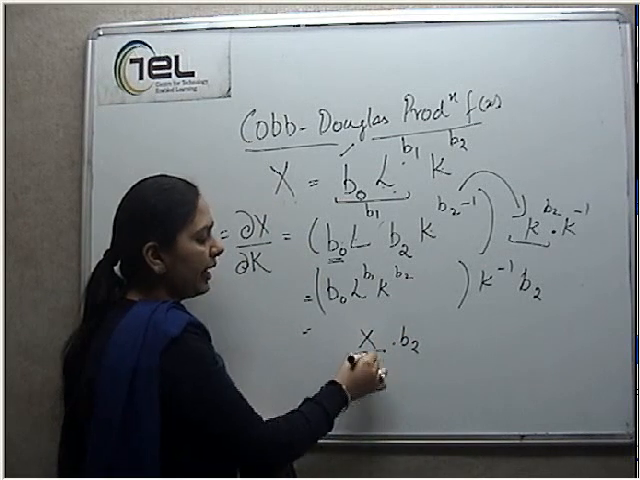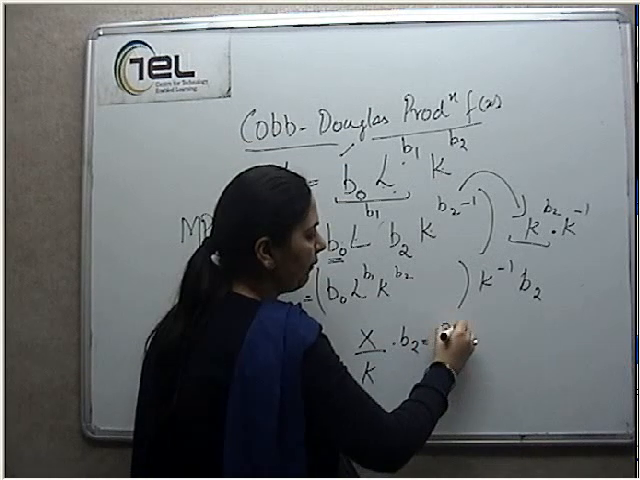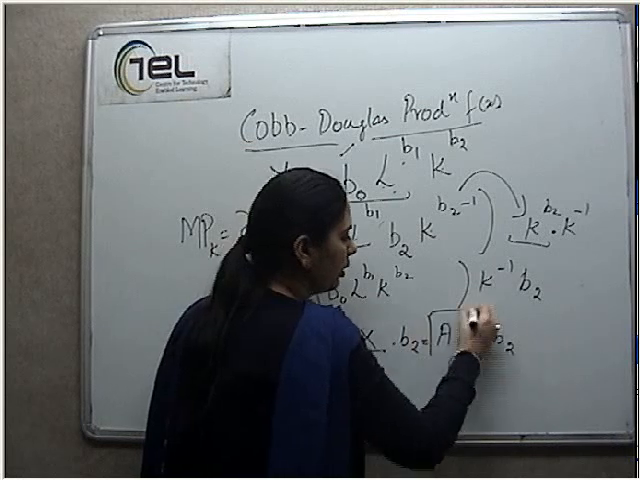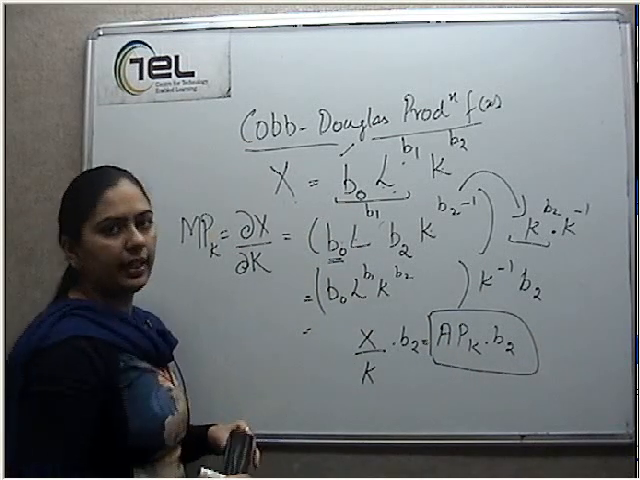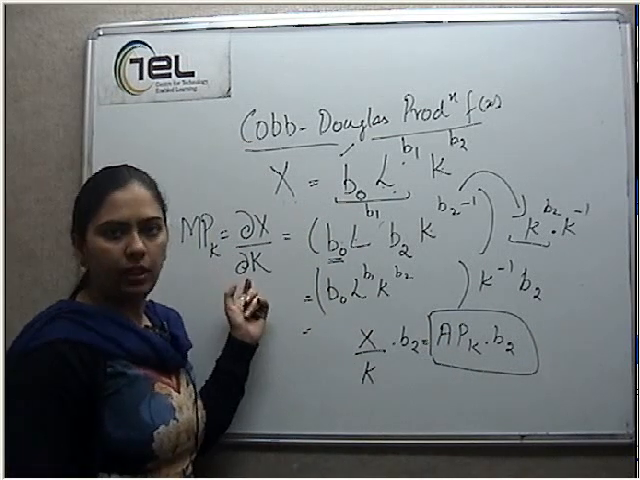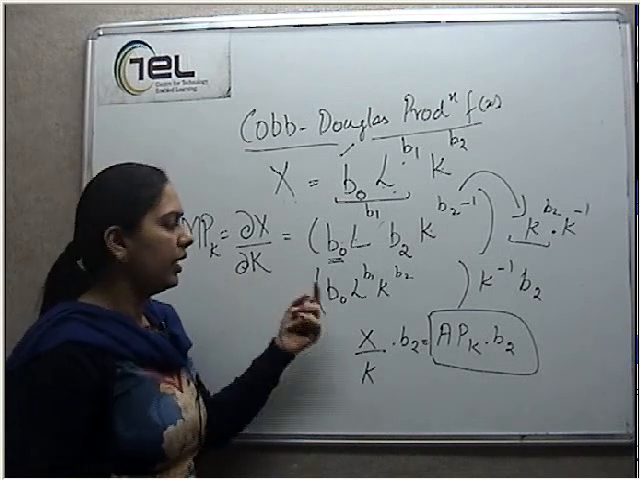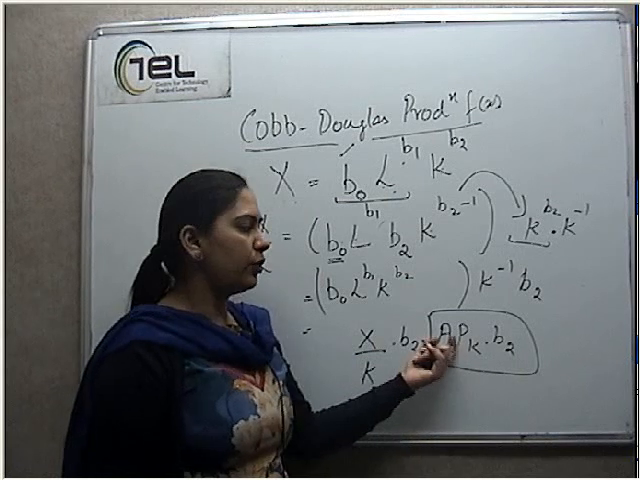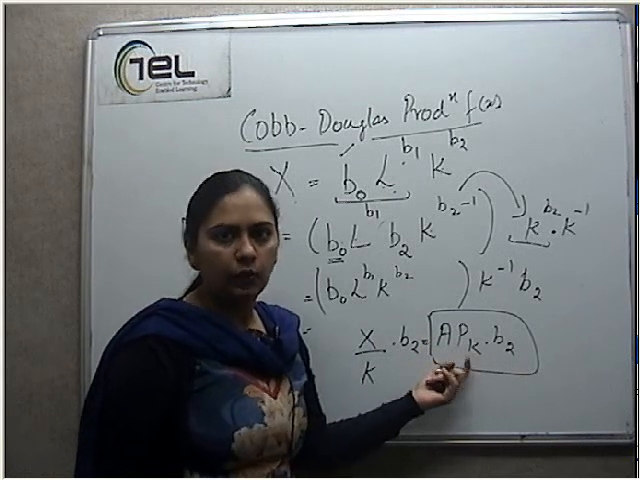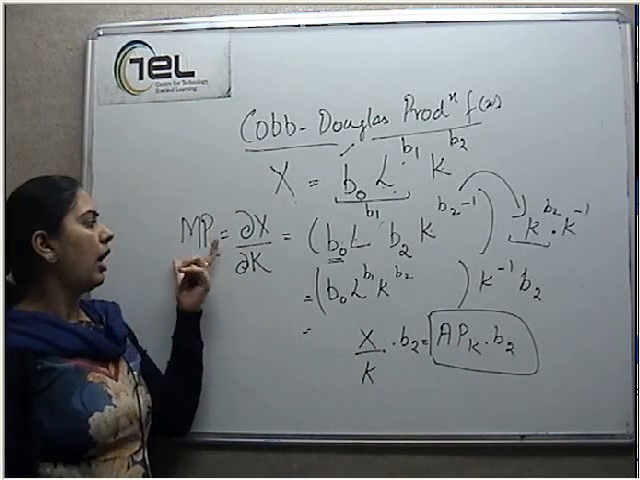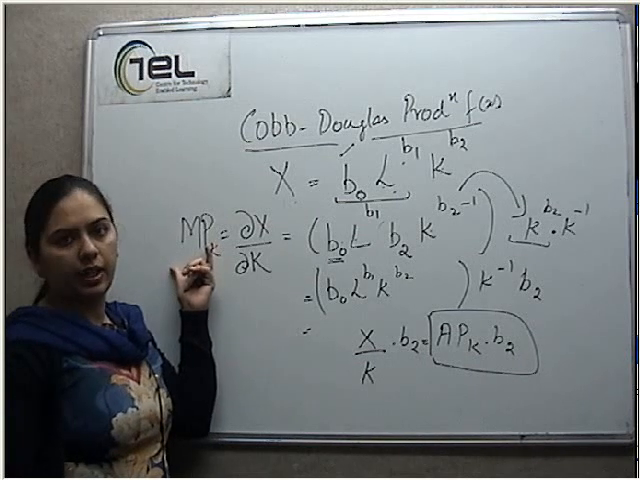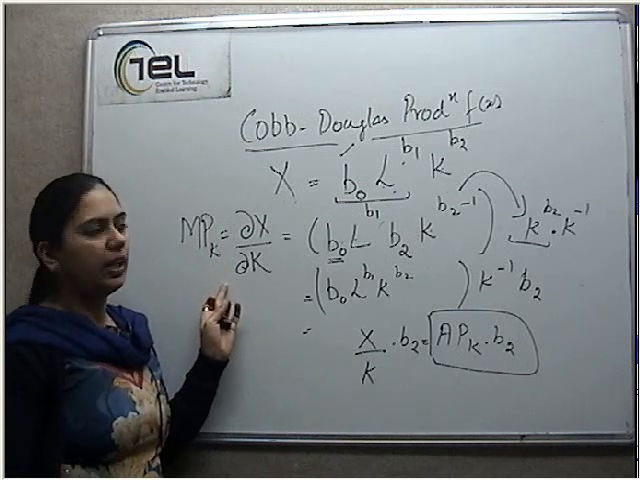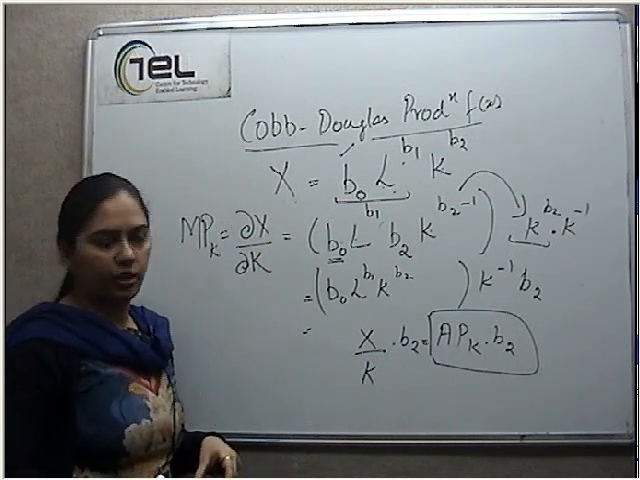Again, X by K is nothing but the average product of capital into B2. So we can say the marginal product of capital for the Cobb-Douglas production function is equal to B2 multiplied by the average product of capital. This was our first property, of how we define the marginal product of factors of production, which we took two here, labor and capital, in the case of the Cobb-Douglas production function.